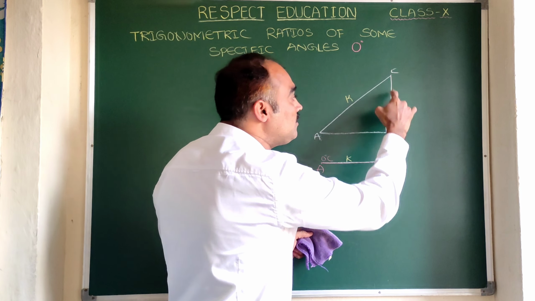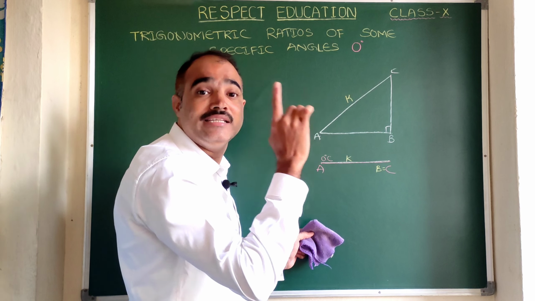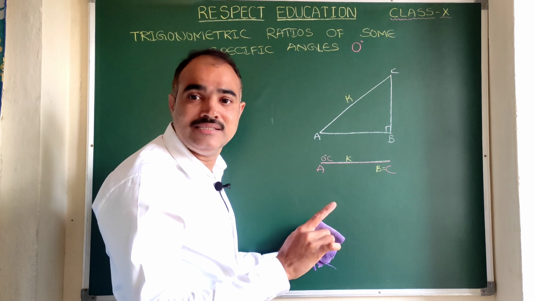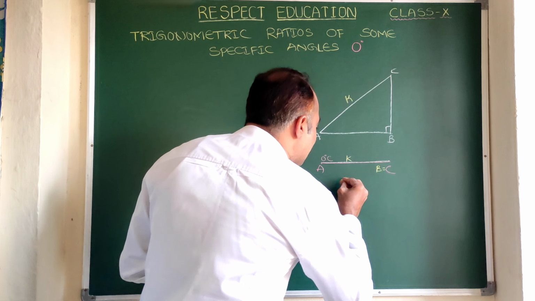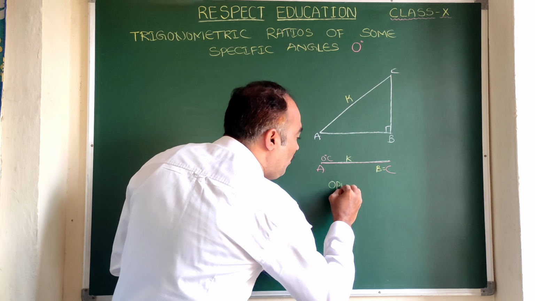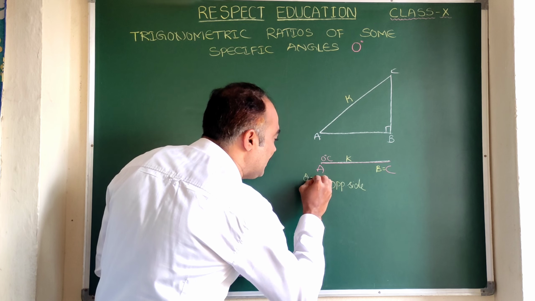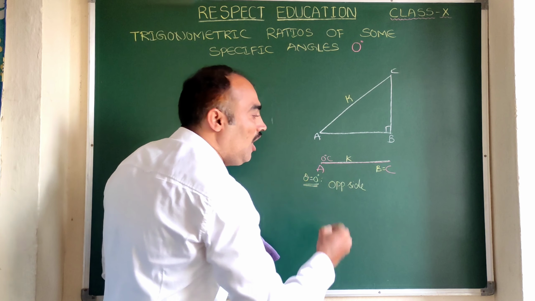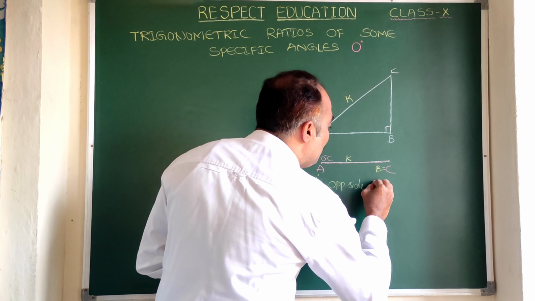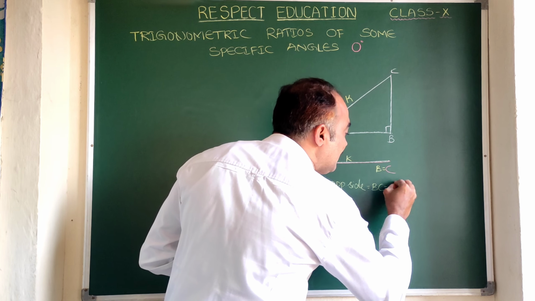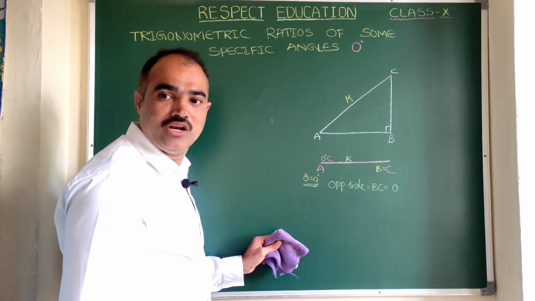Then what is the opposite side here? It is not there. It is 0. Opposite side is 0. So let us write the data. Here the opposite side, when theta is equal to 0 degrees, that is BC, is not there, its value is 0. Are you following me?